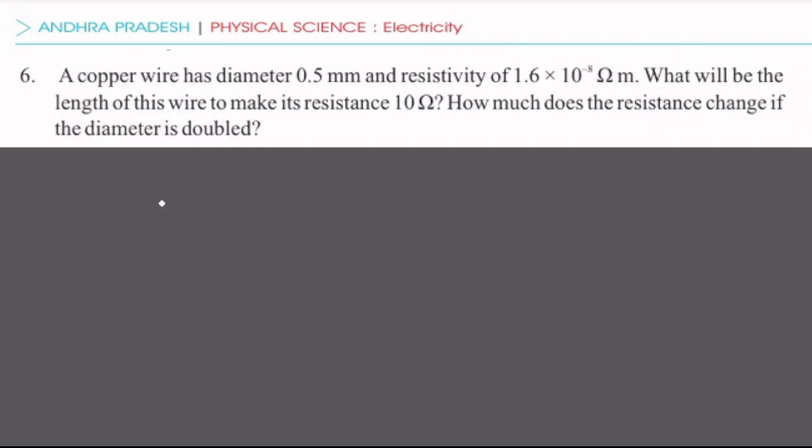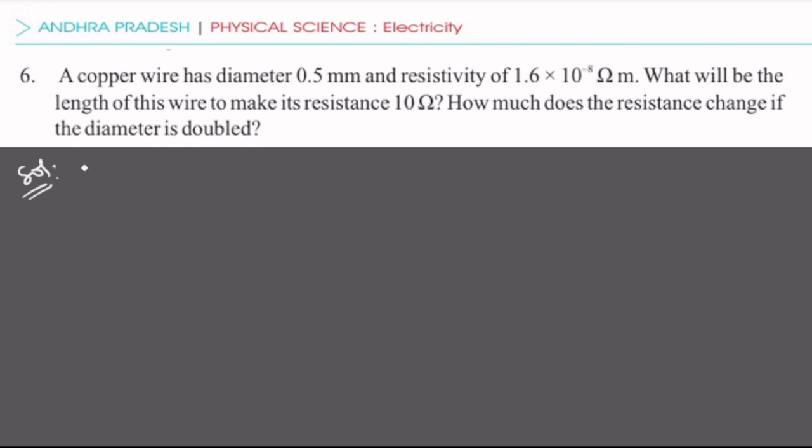A copper wire has a diameter 0.5 millimeters and resistivity of 1.6 into 10 to the power of minus 8 ohm meter. What will be the length of this wire to make its resistance 10 ohms? How much does the resistance change if the diameter is doubled? So we have to solve this problem in two steps. First of all, what is the data, what is given, let us try to figure out the data first.